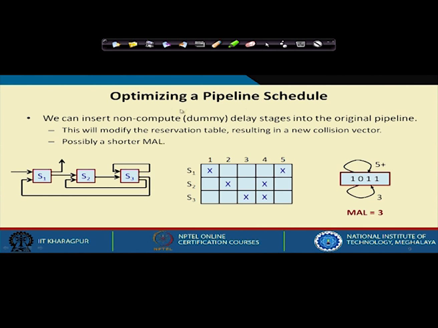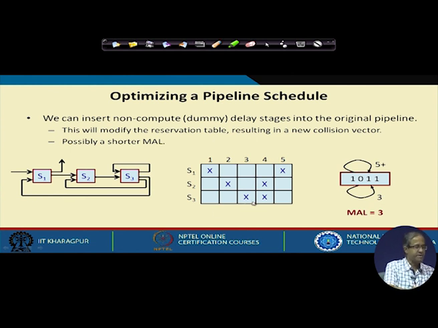Now, there are ways to optimize a pipeline schedule. I am showing you one method with the help of an example. Suppose we have a nonlinear pipeline like this, where the reservation table is as follows, where in some time steps like 4, 2 of the stages are simultaneously used, and the forbidden latencies are 1, 2 and 4. So, 1 0 1 1. The state diagram will be very simple, you can either shift it by 3 or 5 or more. Obviously, 3 is the minimum average latency.